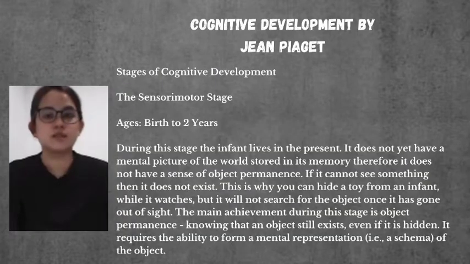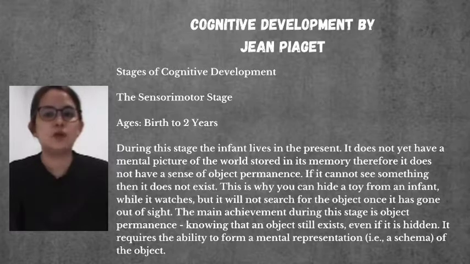These are the stages of cognitive development. The first stage is the sensory-motor stage, ages birth to 2 years. Major characteristics and developmental changes: during this stage, the infant lives in the present. It does not yet have a mental picture of the world stored in its memory. Therefore, it does not have a sense of object permanence. If it cannot see something, then it does not exist.